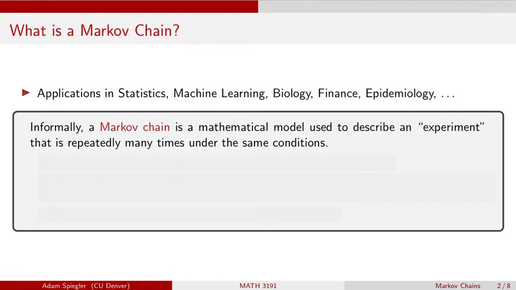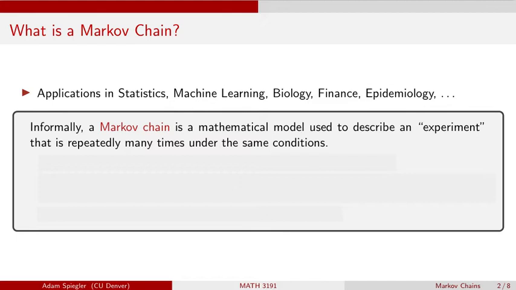So informally, a Markov chain is a type of mathematical model that is used to describe an experiment. I use the word experiment a little bit more loosely than you may be used to. For example, we can think of the weather as an experiment where there are two possible outcomes, and each of those outcomes has a certain probability of occurring. We're going to repeat this experiment repeatedly under the same conditions. In other words, the probabilities don't change.